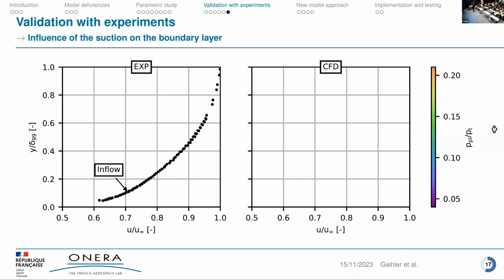Here our inflow profile, if we suck just a little bit, we see that we have an increase of the momentum in the vicinity of the wall. Then with lower plenum pressure, we increase the effect, and at some point we have a saturation because we reach choke conditions of the holes, and then of course we cannot remove more mass.